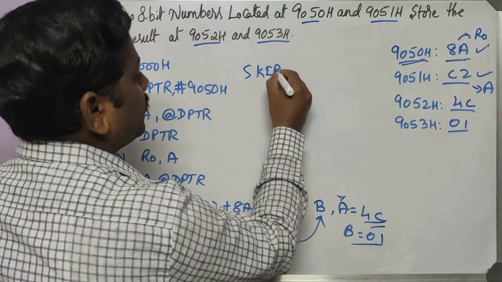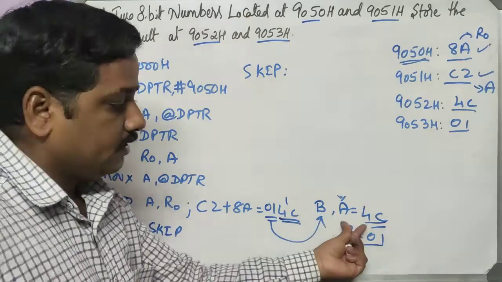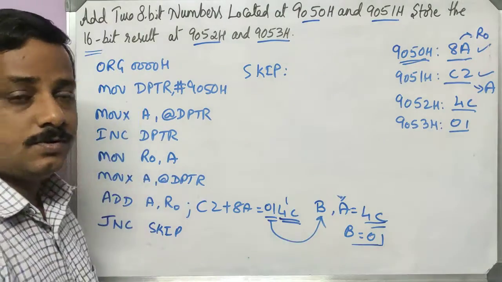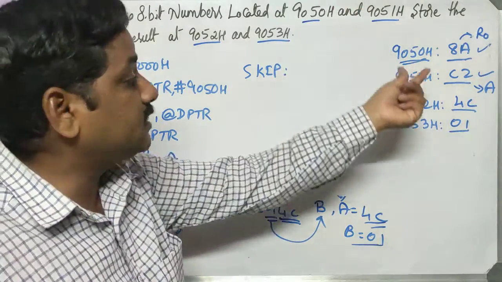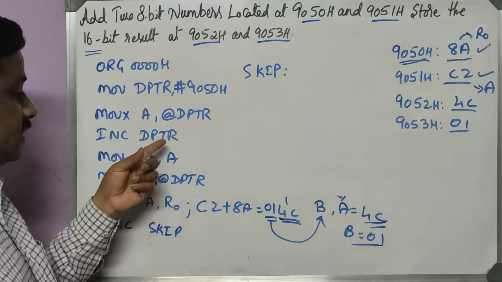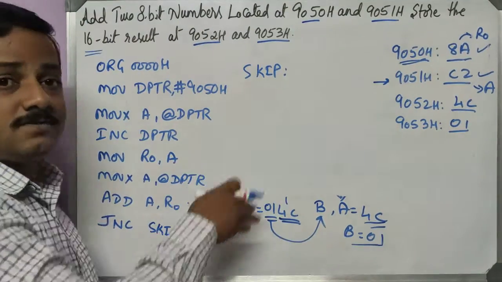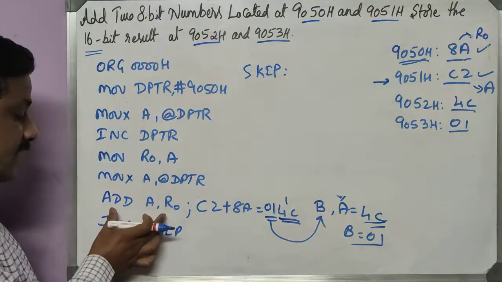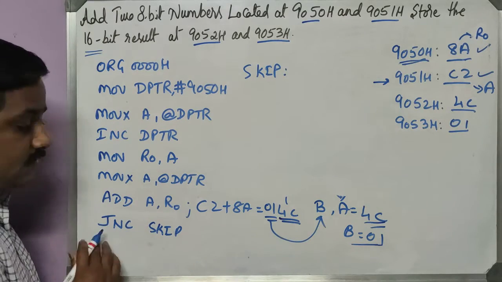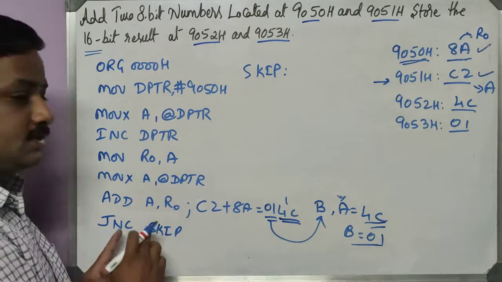Skip. So what you need to do? I got the answer in A, so let me move it into 9052. 9052, where we have that address, we have it in DPTR. DPTR was just incremented once. So right now DPTR is pointing towards this address. But I want to put it in 9052. So after adding this, I'll check for a carry. If there is no carry, jump to skip. Jump if no carry. That is the concept.